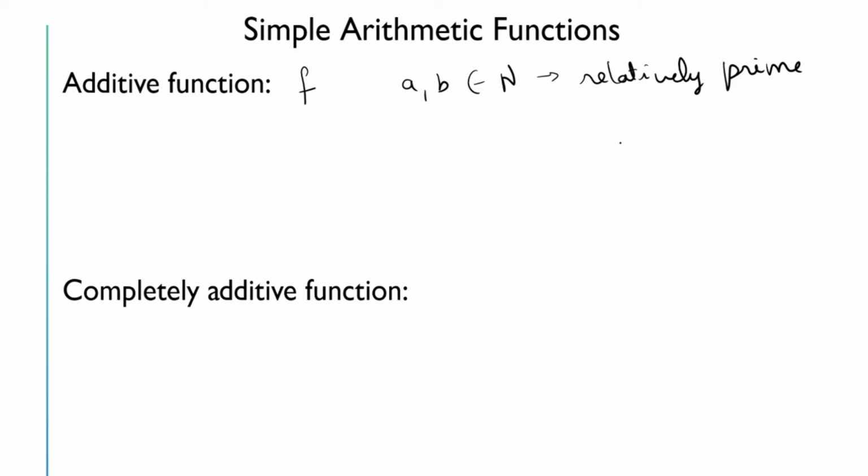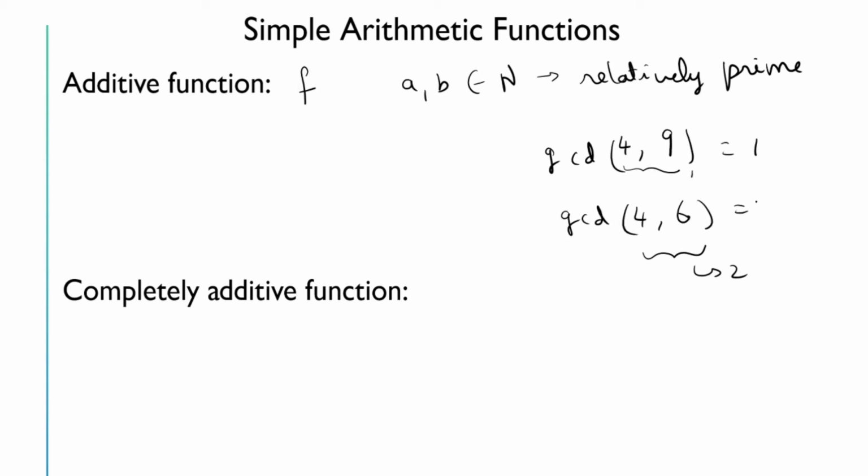Say for example 4 and 9. Here the common divisor of 4 and 9 is 1. There are no other common divisors. So the GCD of 4 and 9 is 1. On the other hand, take the case of 4 and 6. Here the common divisor of 4 and 6 is 2. So the GCD of 4 and 6 is 2.